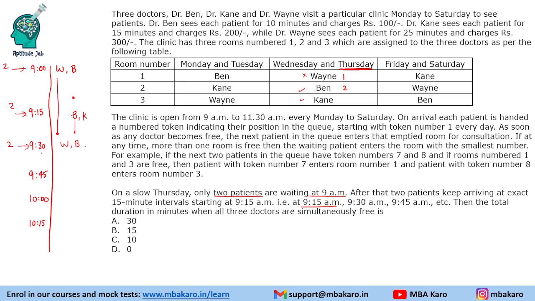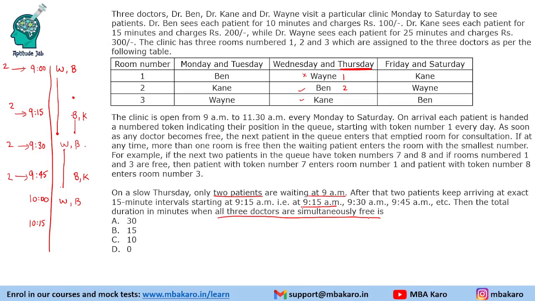Next, at 9:45, again two patients enter. Wayne is occupied, so first patient will go to Ben, second will go to Kane. At 10, first person will go to Wayne because Wayne will be free by then, and Ben will be free. So like this, we will see the cyclicity that alternately people are going to Wayne and Ben, and Ben and Kane. Now the question is asking the total duration when all three doctors are simultaneously free.